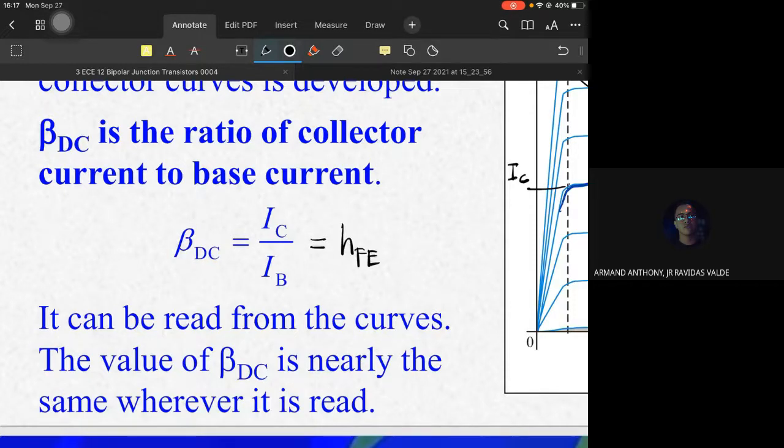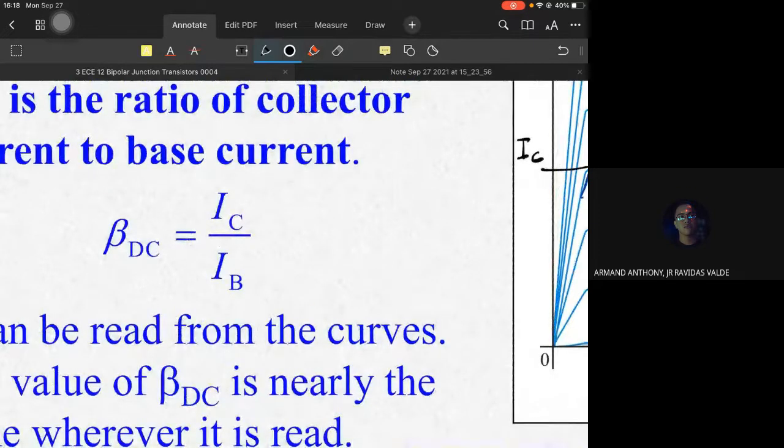HFE. I don't know why HFE is used, but I know why the letter H was chosen, because the model used before for modeling the BJT is the H model, the H parameters model. It's not important for us to know right now. Don't worry about it.